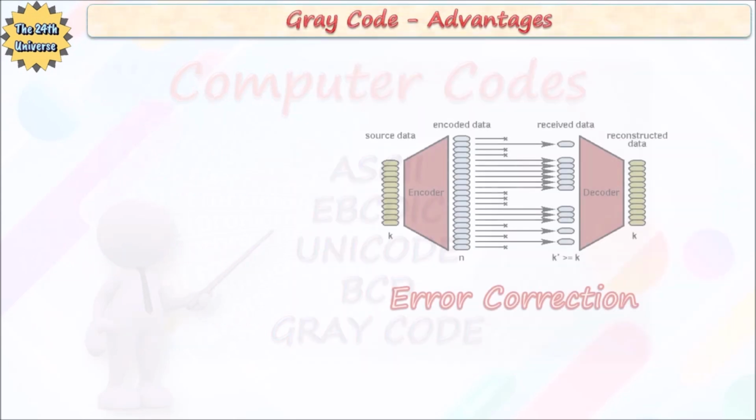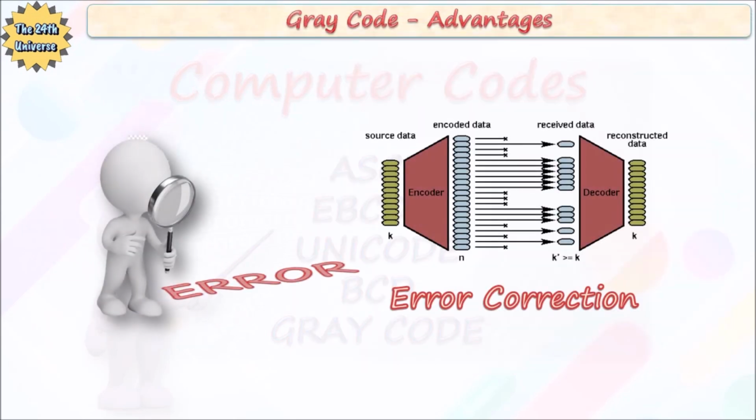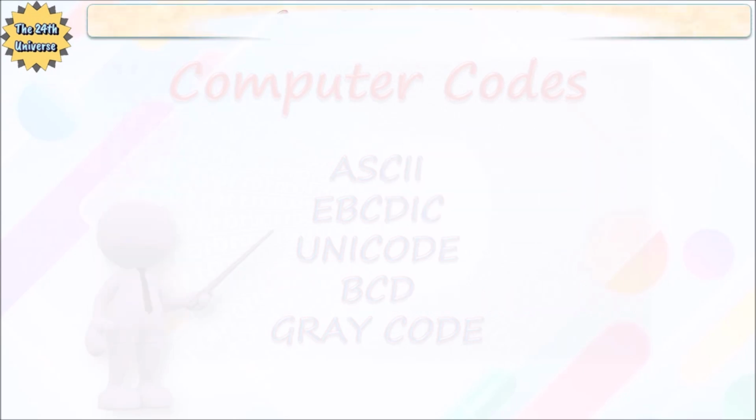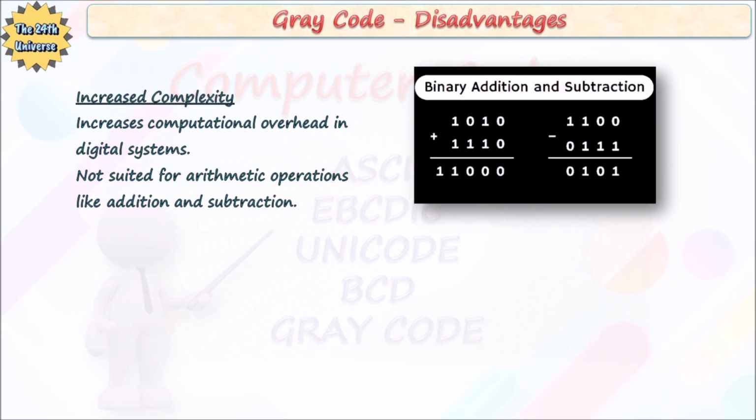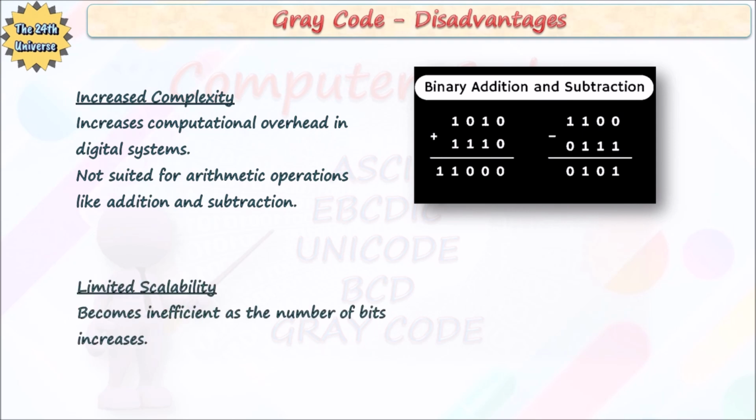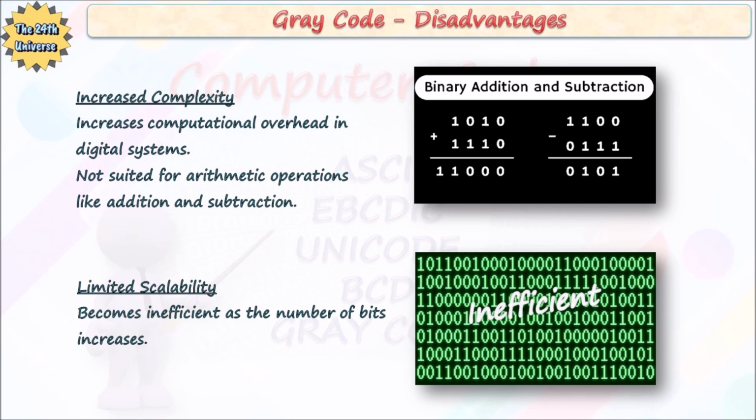Advantages: Gray codes are mainly used to prevent spurious output from electromechanical switches and to facilitate error correction. It simplifies logic operation and reduces errors in practice. Disadvantages: increased complexity, increased computational overhead in digital systems, and not suited for arithmetic operations like addition and subtraction. Limited scalability: Gray code works well for a small number of bits, but as the number of bits increases, complexity increases and it becomes inefficient.